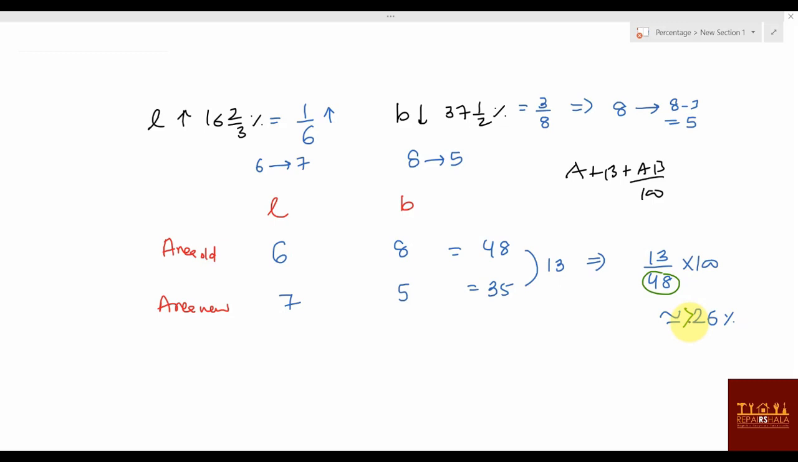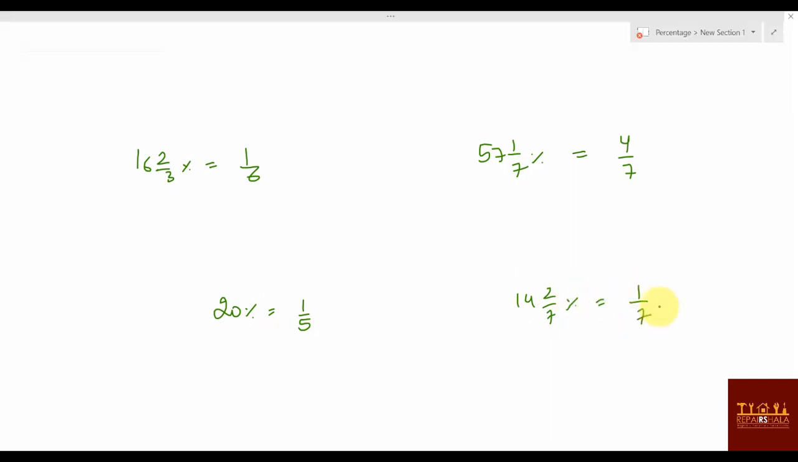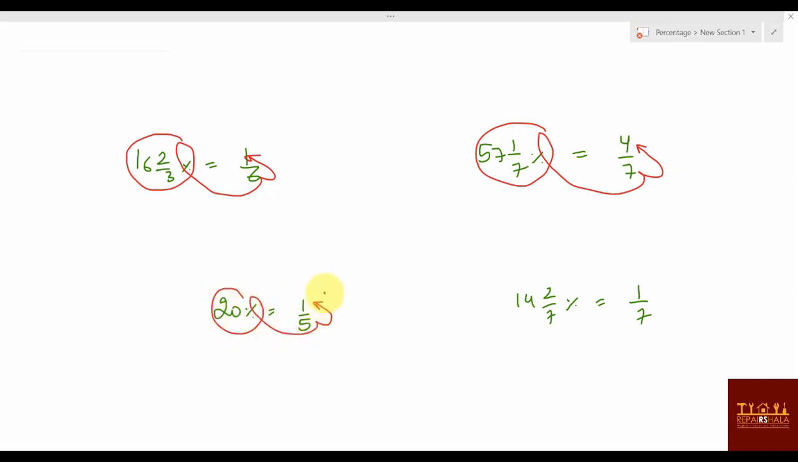Another way, you should know this thing also, that suppose this is given like 16 2 by 3 percentage equal to 1 by 6, or 57 1 by 7 percentage is 4 by 7, or something like 20 percentage value is 1 by 5, or something like 14 2 by 7 percentage value is 1 by 7. One thing you can say about this thing is, 16 2 by 3 percentage of 6 is 1. 57 1 by 7 percentage of 7 is 4. 20 percentage of 5 is 1. 14 2 by 7 percentage of 7 is 1.